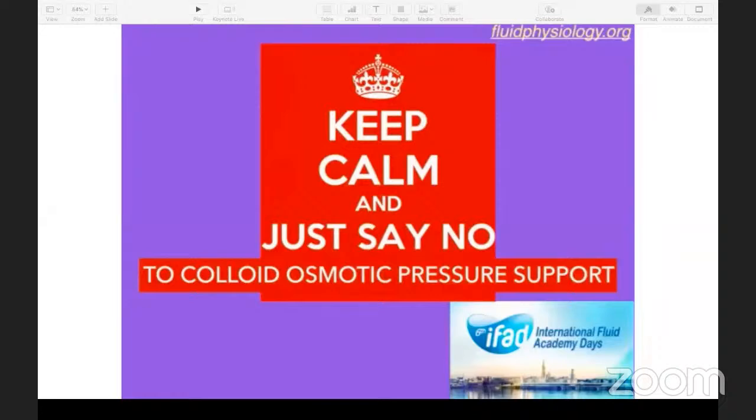So in conclusion, these are words of Thomas Woodcock, a famous gentleman who has done work on the glycocalyx, who has raised the argument and the discussion about the glycocalyx. In his words, he says, keep calm and just say no to colloid osmotic pressure support. You can give colloid to treat any other thing, but don't give colloid to increase the osmotic pressure support to treat edema, with the aim in mind that you're going to absorb fluid from the interstitium back into the intravascular space. That won't work.